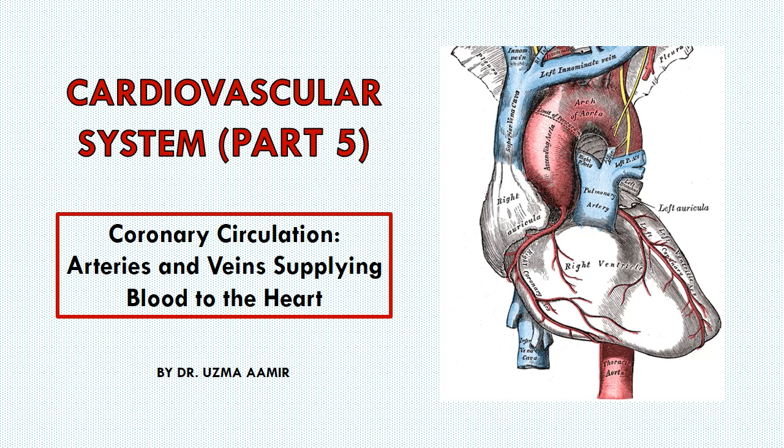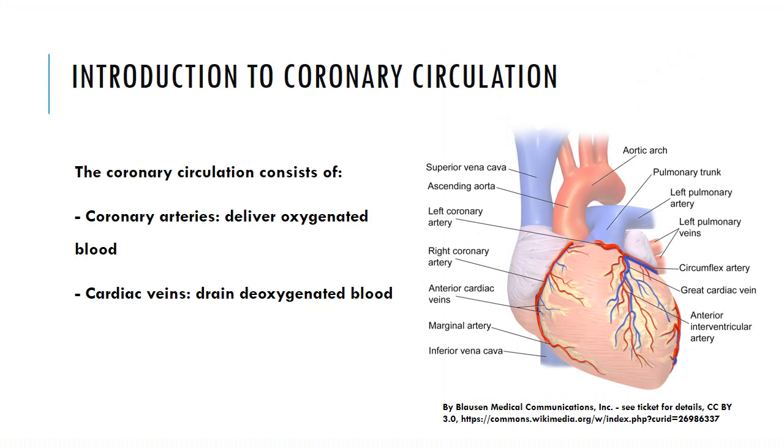Welcome to today's session on coronary circulation, where we'll explore the arteries and veins that supply blood to the heart muscle. The heart, like every other organ, requires a continuous supply of oxygen and nutrients to function. This is achieved through the coronary circulation, which includes coronary arteries that deliver oxygenated blood and cardiac veins that drain deoxygenated blood. An efficient coronary circulation is vital for sustaining life.